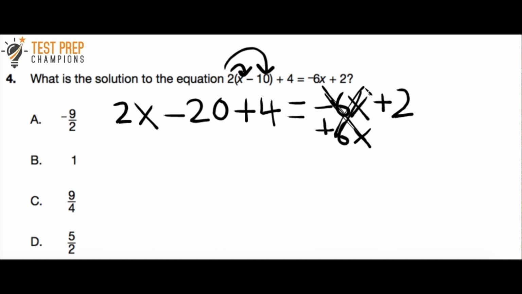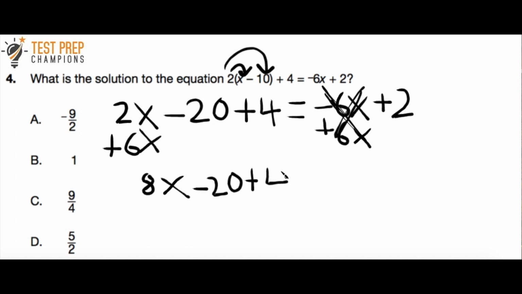Now, whatever you do to one side, you also do to the other. So we're going to end up adding 6x over here. So 2x plus 6x gives us 8x. Now let me rewrite this. We'd have 8x minus 20 plus 4 equals our 2. Our 2 is just left by itself. Like I said, there's a couple different ways to think about this, but this is just one way to do it. So we've got our 8x over here, and so now we have 8x minus 20 plus 4.